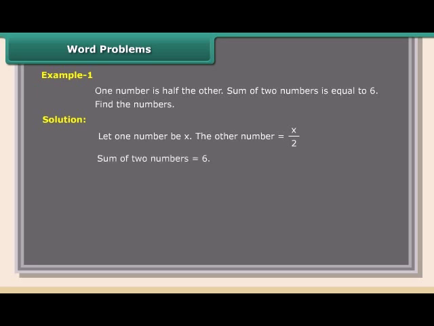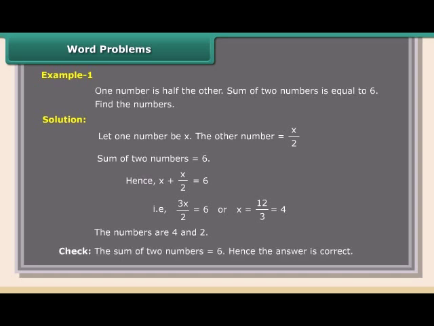Sum of two numbers is equal to 6. Hence, x plus x upon 2 is equal to 6. That is, 3x upon 2 is equal to 6, or x is equal to 12 upon 3, which is equal to 4. The numbers are 4 and 2. Check. The sum of the two numbers is equal to 6. Hence, the answer is correct.